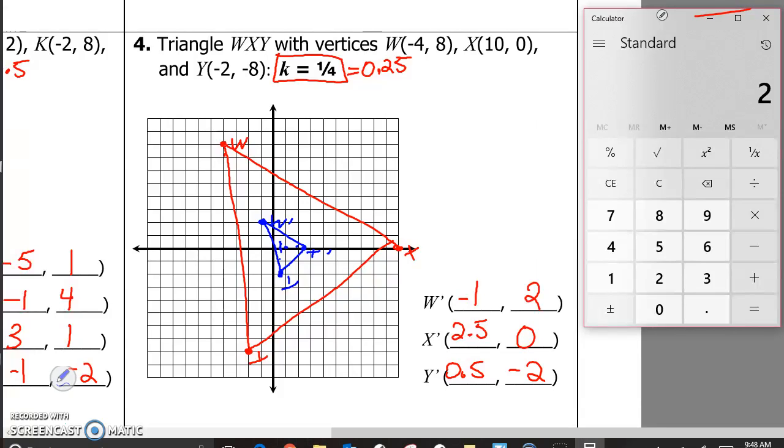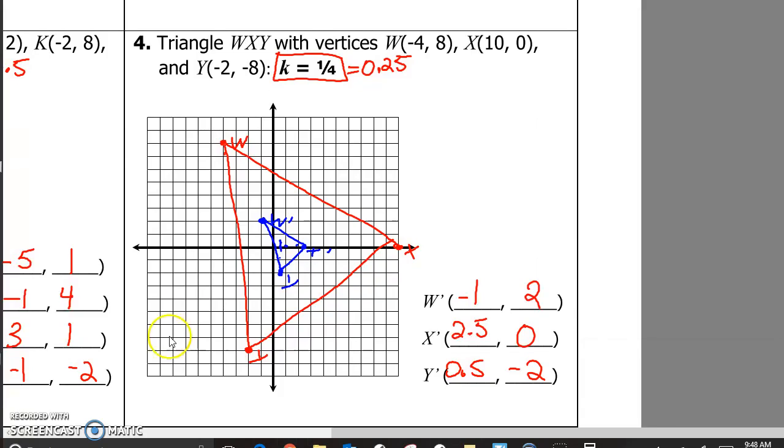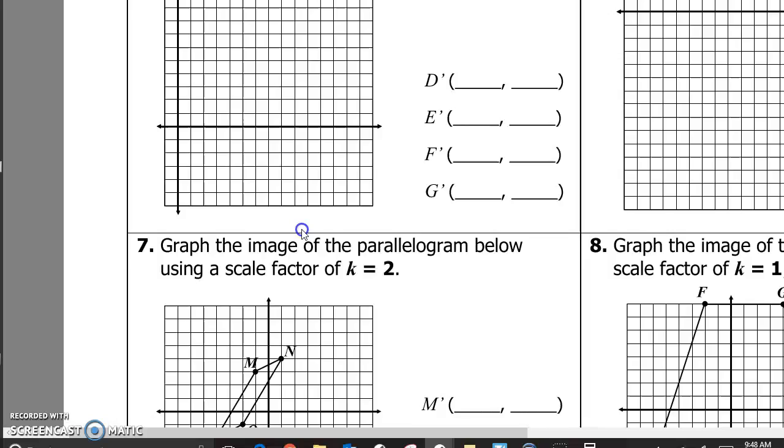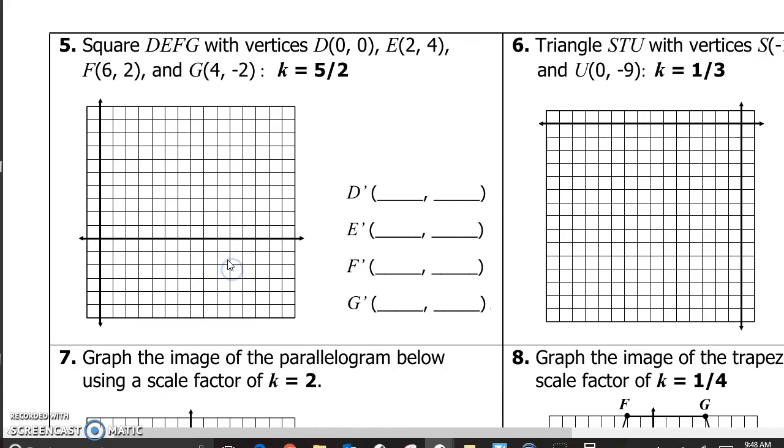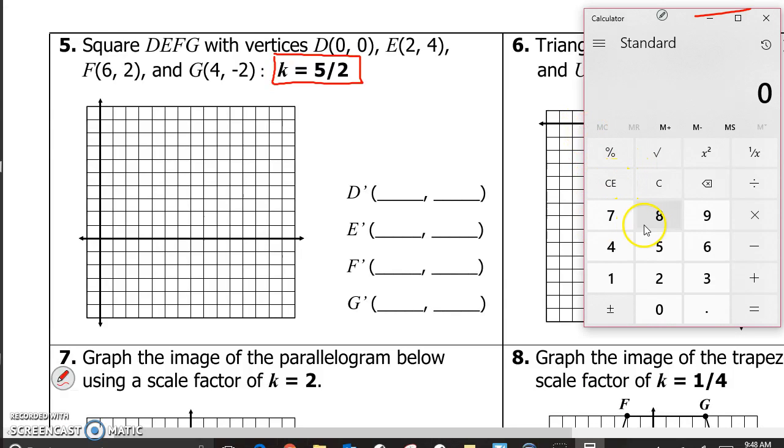All right, so go ahead and turn the page. We are going to move on to number 5. Okay, in number 5, we have a scale factor of 5/2. So, figuring out that scale factor as a decimal, we would do 5 divided by 2 and get 2.5. So I'm going to use 2.5 as my scale factor there to work with my calculator.